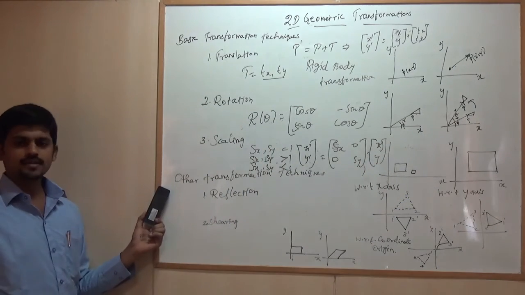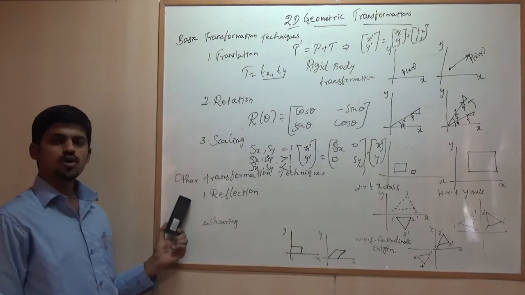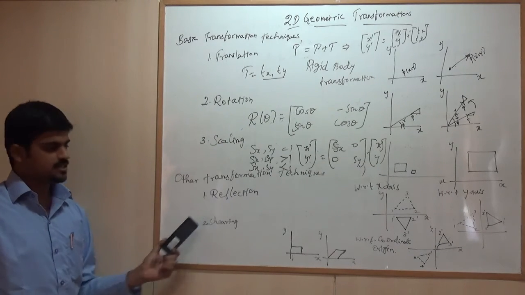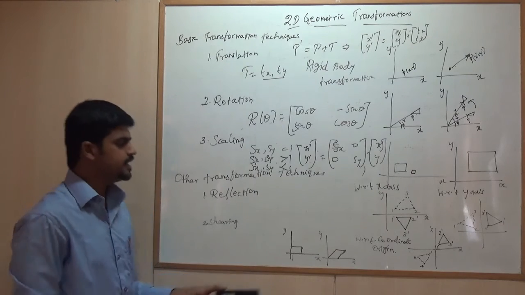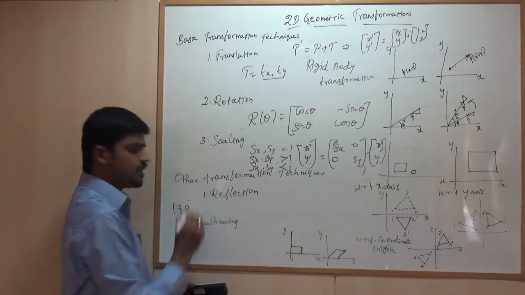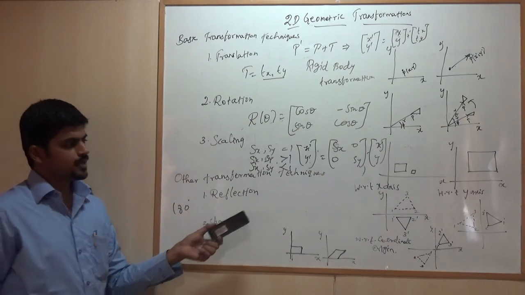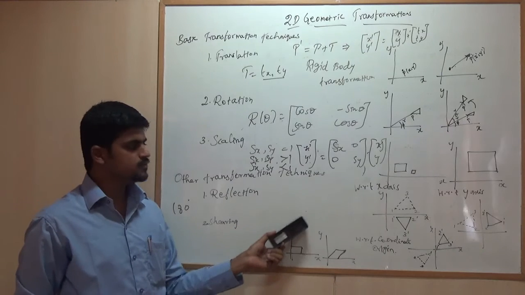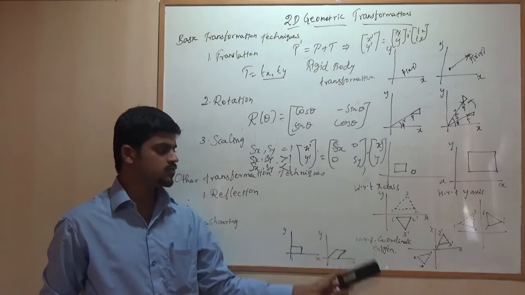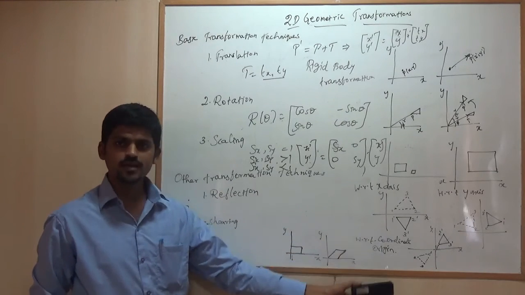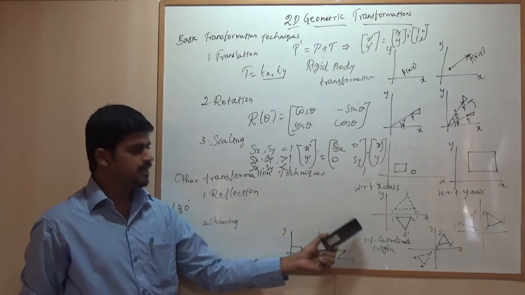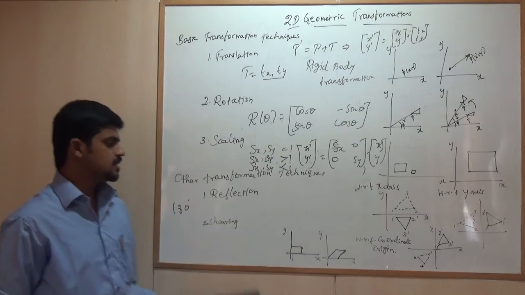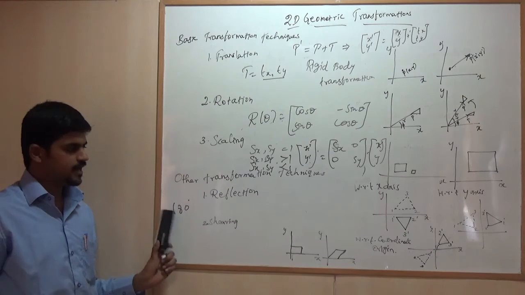Then, coming to the other transformation techniques, we have two more special transformations. One is reflection, another one is shearing. Reflection is the process where we do a 180-degree rotation. For that we get a transformed reflective image, that is, a mirror image with respect to either the x-axis or y-axis, relative to the coordinate origin. Such a way we obtain different mirror images with respect to the various axes. So reflection is a form of 180-degree rotation.